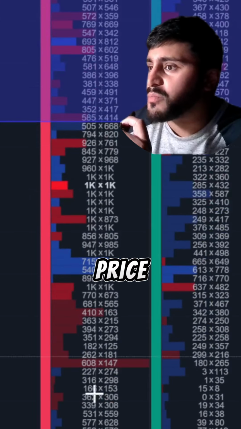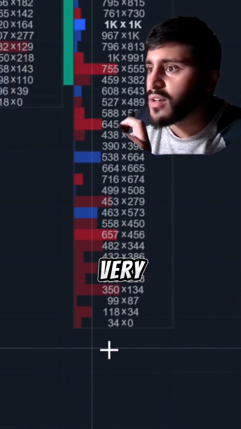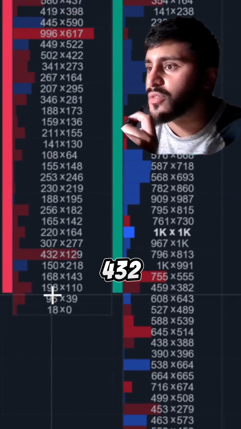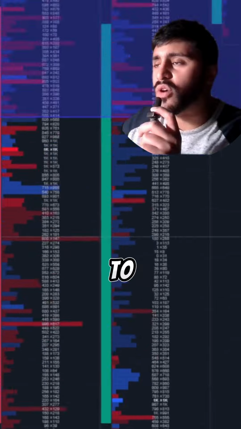So first of all, we see price breaking to the downside, but when we look carefully at this price action, we saw a very, very large amount of sellers over here. We saw 350 for 134. We saw 432 for 129. So we see a significant number of sellers that are failing to drive the price lower.